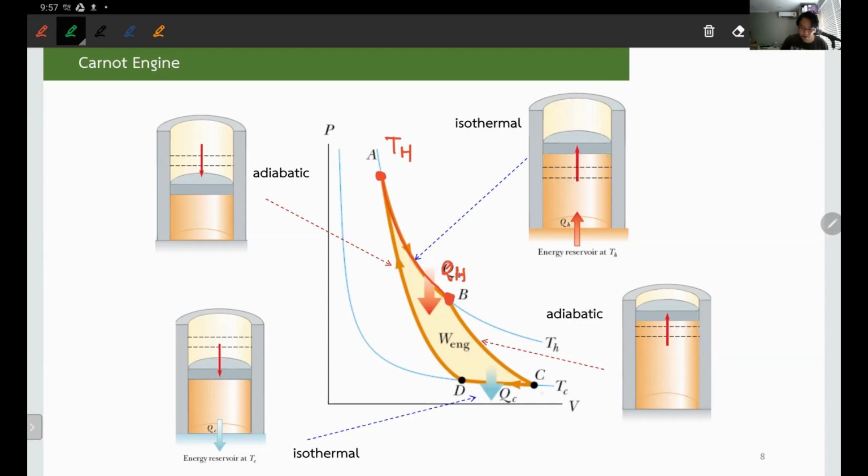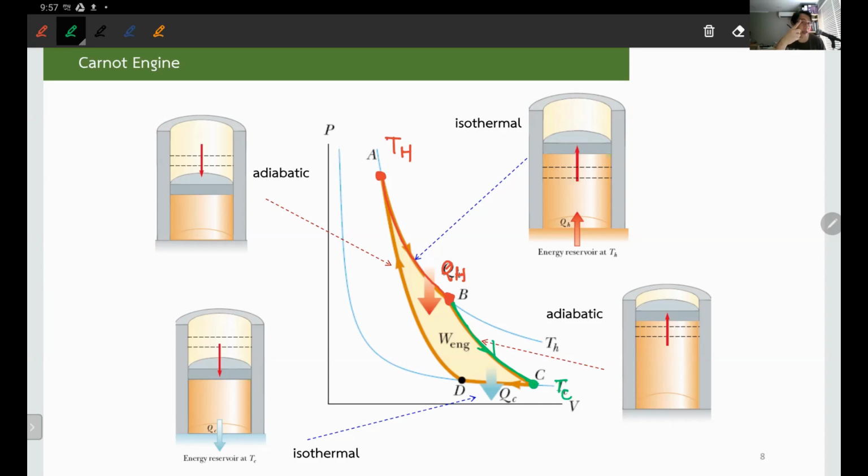Lower temperature is down here. That's T cold. Changing the temperature, you do it adiabatically. And it's going to be this curve right here, the green. Remember, steeper than the isothermal line. That's adiabatic. Now you are down at point C. The temperature is lower now, okay?